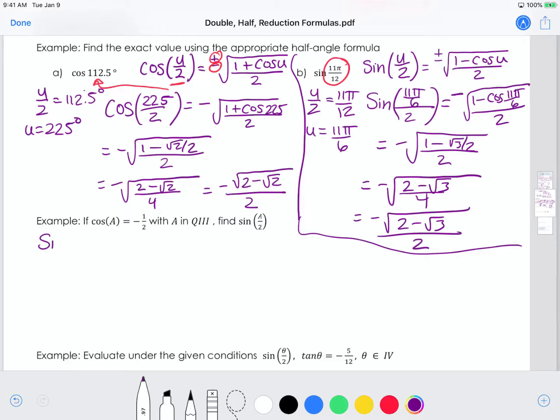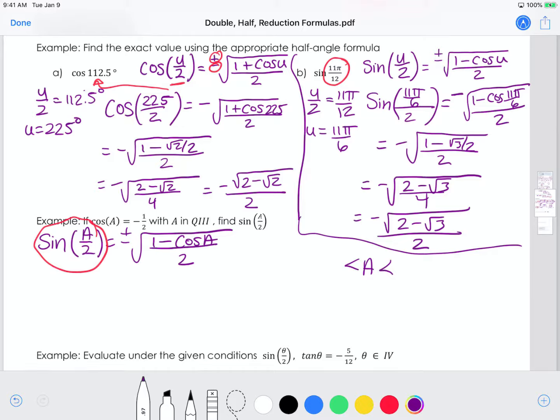So we need to find sine of A over 2 using my formula, plus or minus the square root of (1 minus cosine A) all over 2. Now choosing whether it's plus or minus is tricky because we have angle A and we have angle A over 2. What we're trying to find is the sine of angle A over 2, so I need to know what quadrant A over 2 is in. Since angle A is in quadrant 3, here's a trick to figure it out.